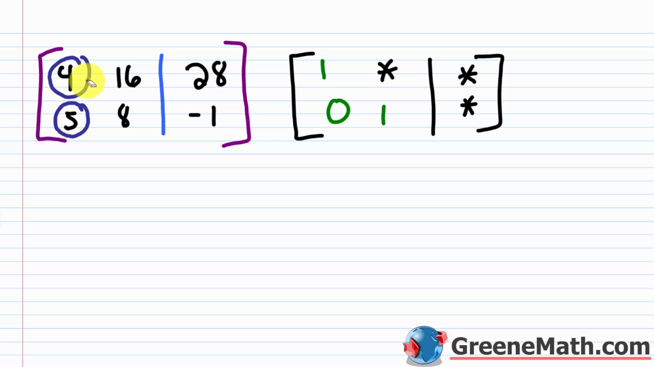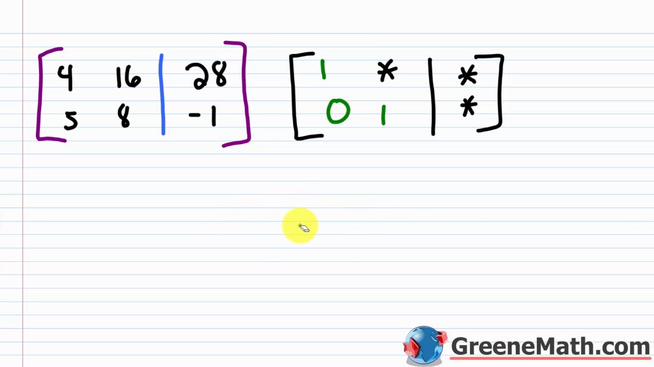Okay, so what I'm going to do to get a 1 there, you've got to think about what's legal. Again, you can multiply a row by a non-zero real number. Well, how can I get something there that's going to be 1? 4 times what would give me 1? Remember, 4 times its reciprocal, which is 1/4, would be 1. Okay, so what I can do is multiply this whole row, row 1, by 1/4.